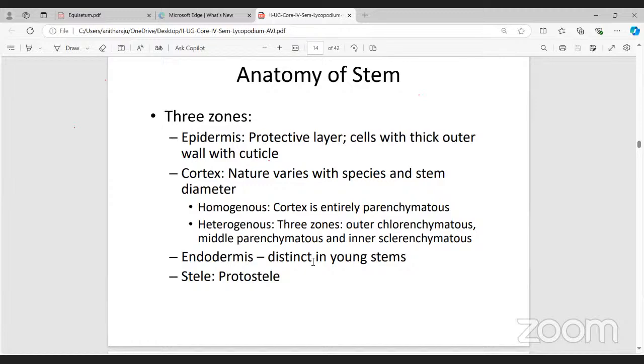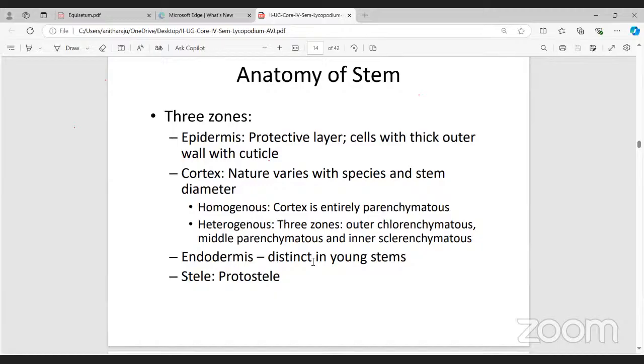Proto means the xylem and phloem are around each other, that is the stele composition. But what exactly does proto mean? Stele means the center position, which is made up of xylem and phloem. But what is proto? Protostele. Proto means actually the first, primitive. Proto means first or primitive.